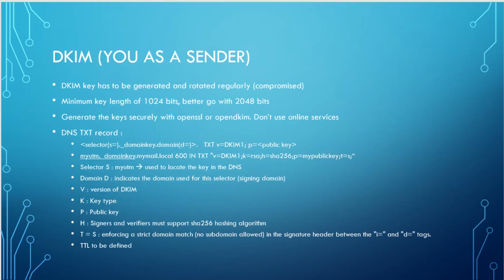For DKIM, as a sender, you have to generate the DKIM key securely, and you have to rotate them regularly. In any case, if they get compromised, for example, you need to be able to change them regularly, like once every year, 2 years, or 3 years. It's very easy to do anyway. The minimum key length is 1024 bits, but you should go with 2048 bits.